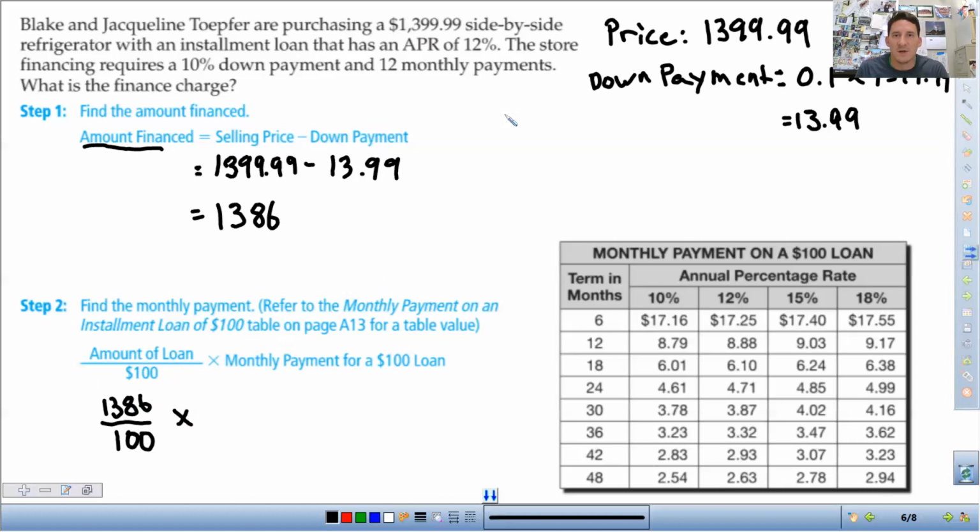So we need to use the APR. What we're looking at is the annual percentage rate, we have a 12% APR. And then we're also going to look at how many monthly payments. The number of monthly payments is 12. And so we go where those columns meet. And so the monthly payment would be $888.